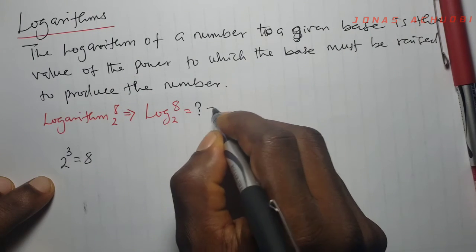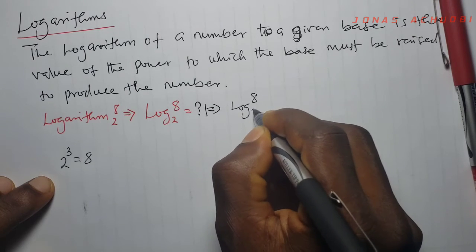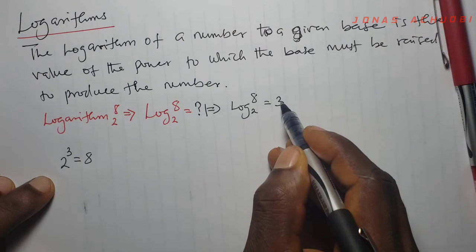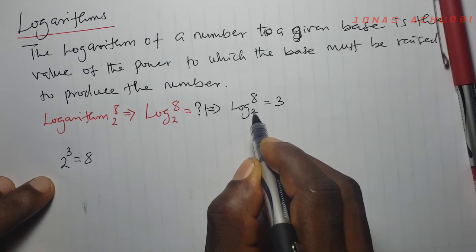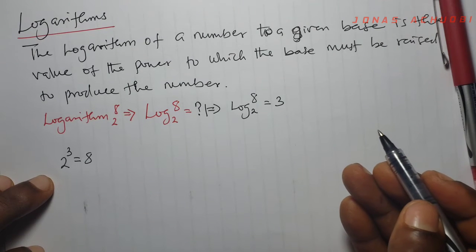Since that happens, it means that the log, or the logarithm of 8 in base 2, is nothing but what? It's nothing but 3. Since 3 is that power that you can raise 2 to get 8. So the log of 8 in base 2 is 3.